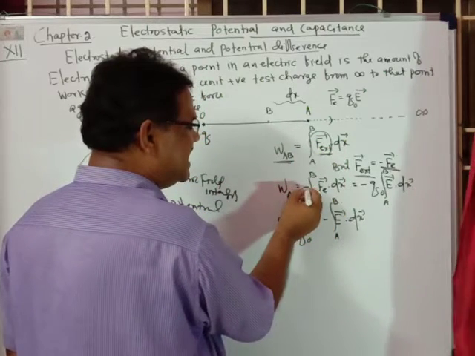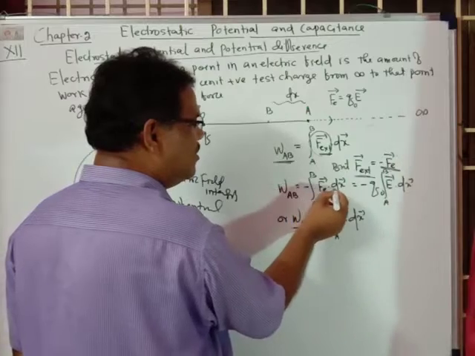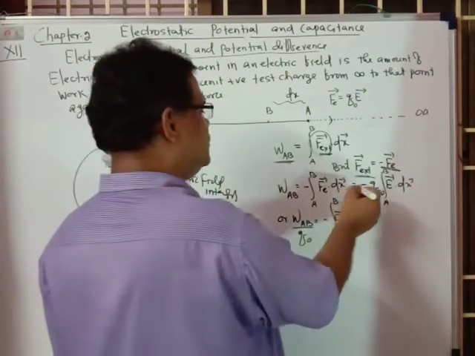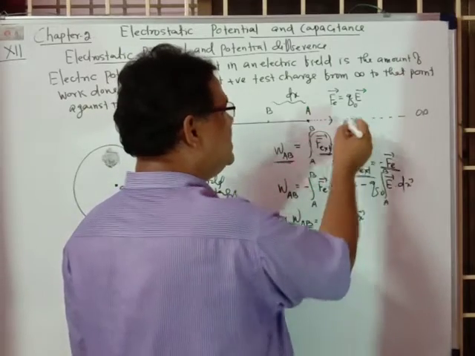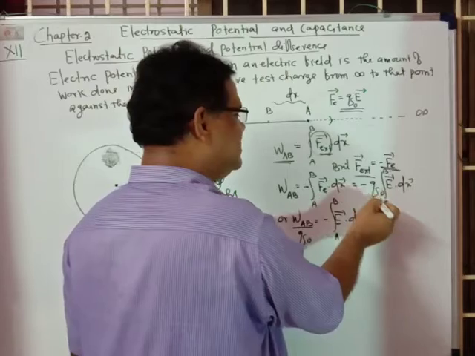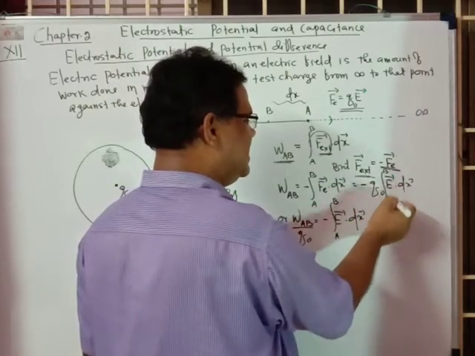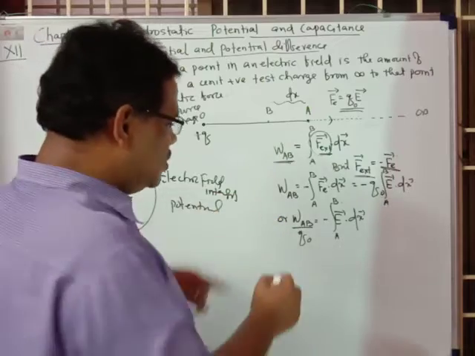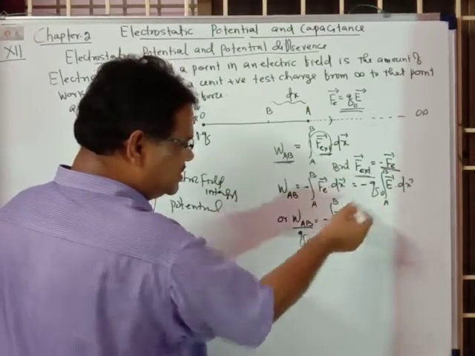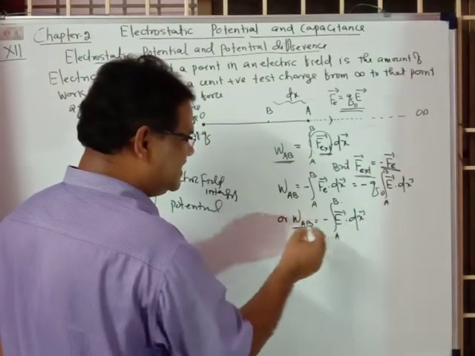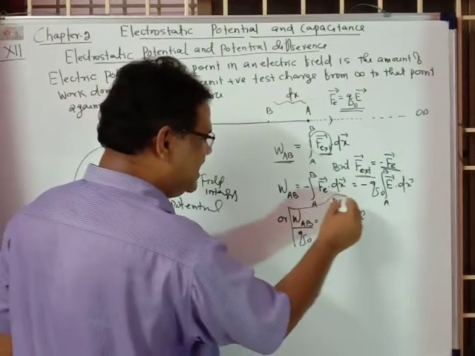So the minus is taken out: minus Fe dot dx, integration from A to B. Because Fe equals Q naught into E, that is equal to minus Q naught E vector dot ds vector, integration from A to B. So what we are getting is WAB upon Q naught equals minus E vector dot ds vector, integration from A to B.